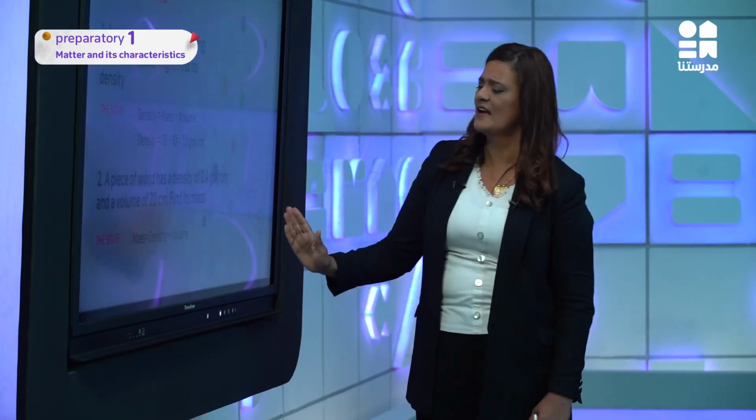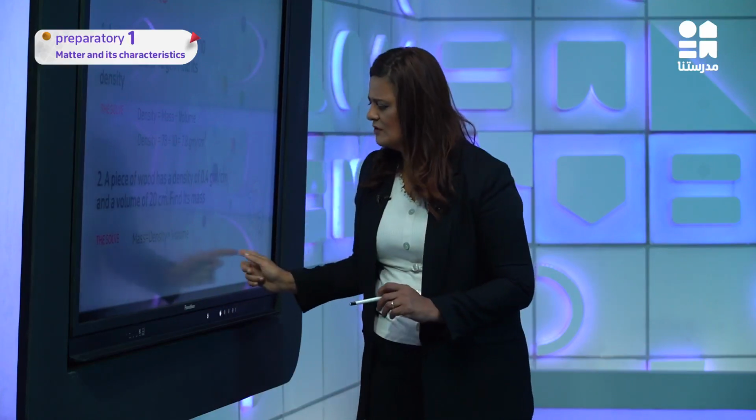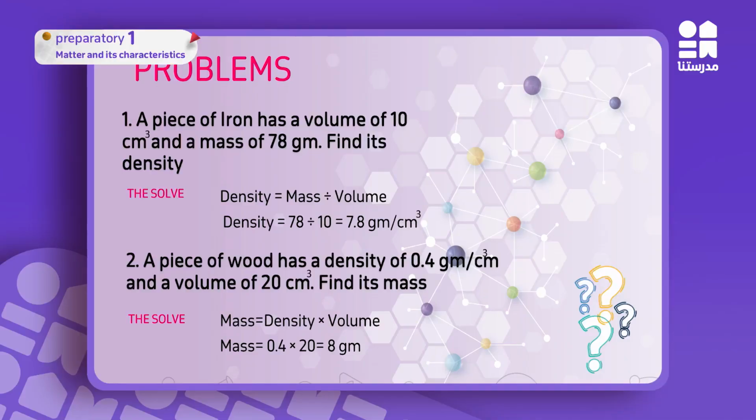أول حاجة في أي حل مسألة أكتب القانون. طيب هو عايز إيه؟ عايز الماس. I will hide the mass. هكتب التريانجل وهايد ذا ماس. طيب الماس ايكوال إيه؟ هلاقيها density في volume. أوكي. طب وبعدين 0.4 which represents the density multiplied by 20 it will be 8 gram which is the mass.